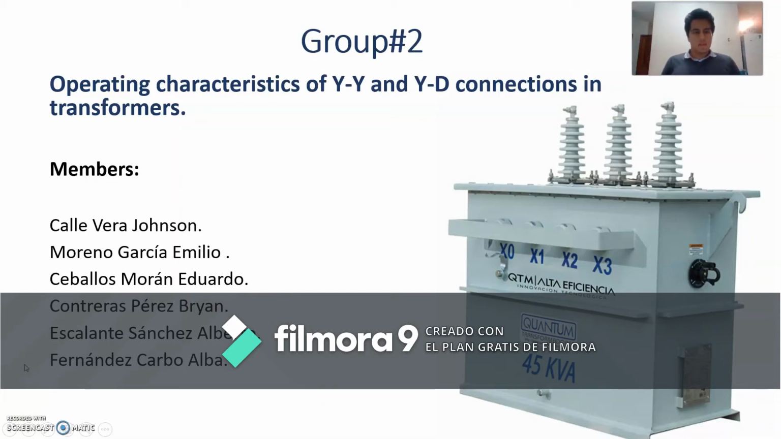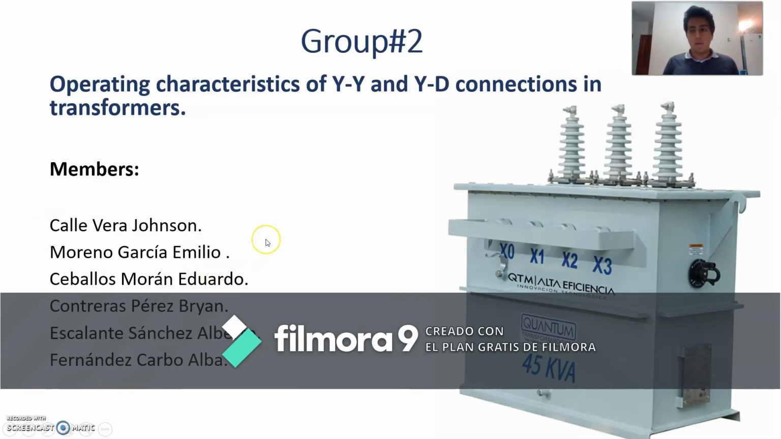Hello, we are group number 2 and we're going to talk about the operating characteristics of the star-star and star-delta connections in a three-phase transformer. These are the members of the group.